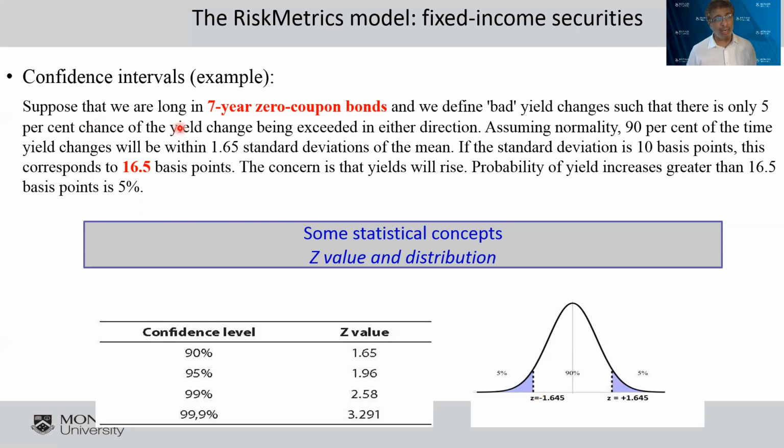So now suppose that we are having a long position, and you already know it's a long position. It's 7-year 0 coupon bonds, and we define the yield change such that there is only a 5% chance of the yield change being exceeded in either direction, which means we are considering this to be 5% and this to be 5%, and there is a possibility that this will be out of the 90% area. So we are calculating before the 5% here.